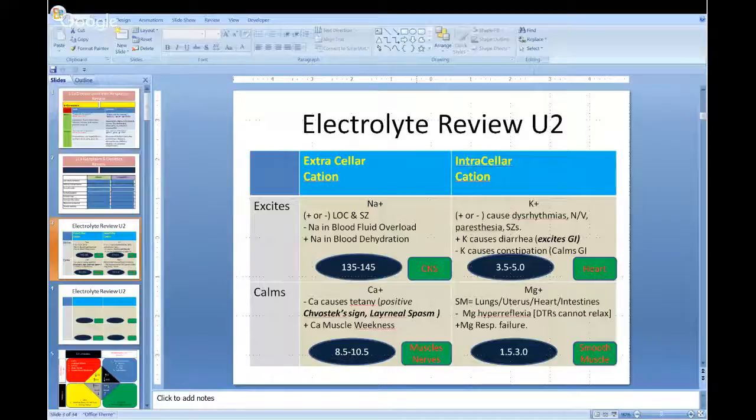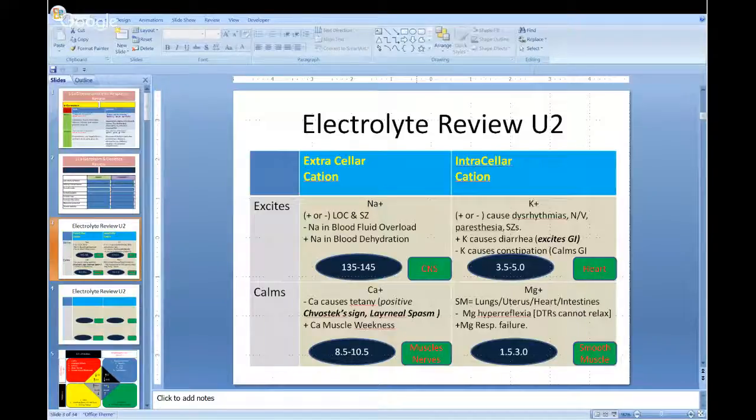Okay, got it. So what about too little magnesium? What does it say there? Can you see the notes? Everything will be, like, in tetany, I think everything will be hyperactivated. Yeah. So if you have low levels of magnesium in your smooth muscles, specifically at your lungs, your uterus, your heart, and your intestines, you have what's called hyperreflexia, which means those muscles will not want to relax.